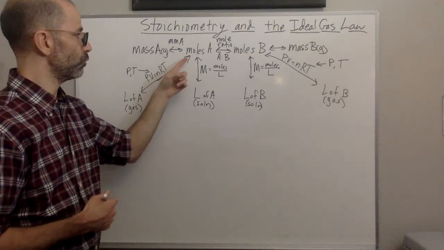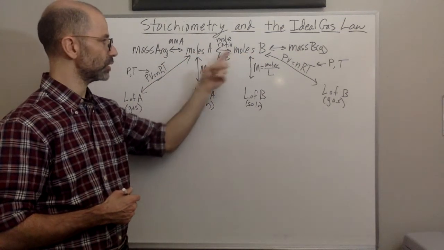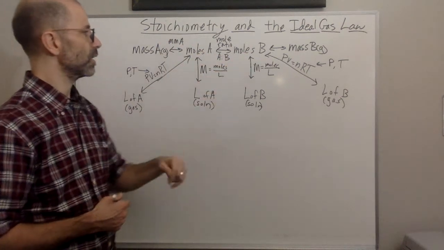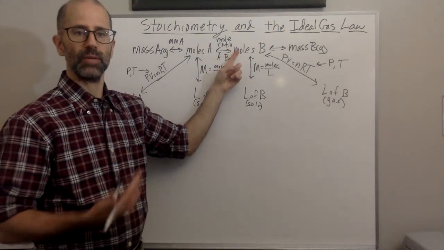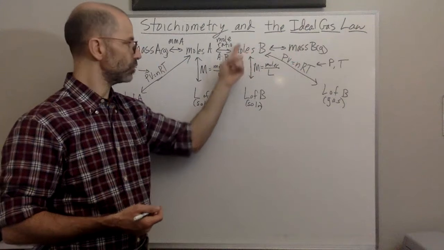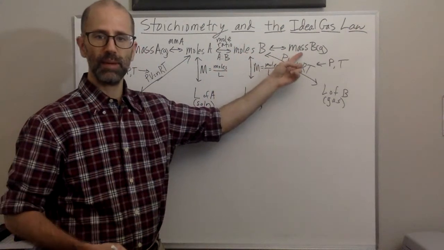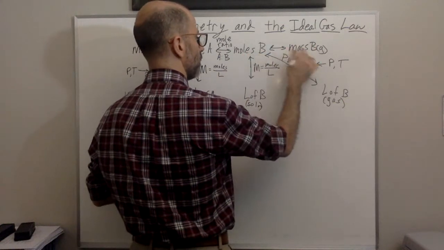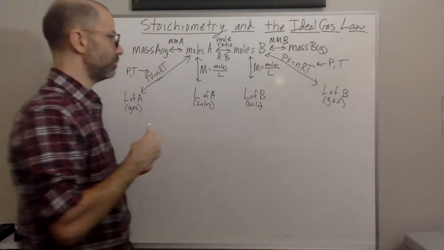So again, if we want to convert to B, we need to then use the mole ratio of the balanced equation. Because it's stoichiometry, we need a balanced equation. And then once we get moles of B, we can go wherever we want based on whatever the problem is asking for. So again, if they're asking for moles, then we stop here. If they're asking for mass in grams, then we need to convert from moles of B to mass of B using the molar mass of B.